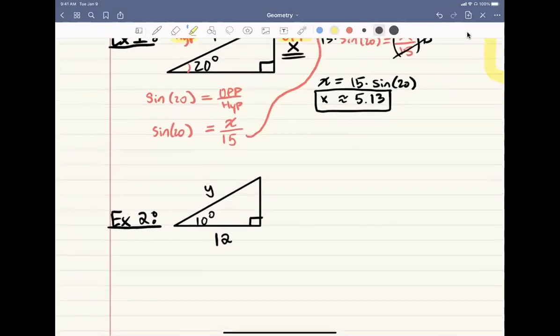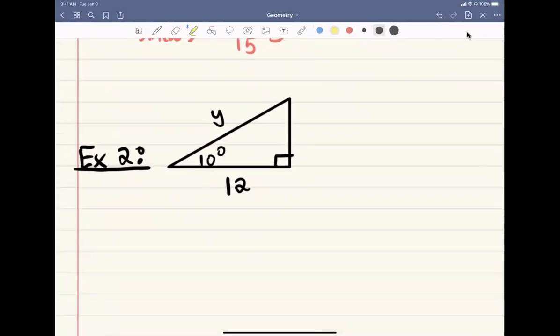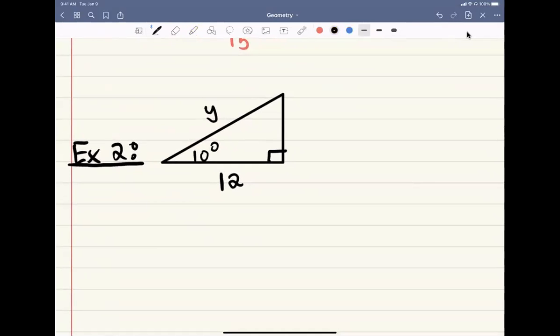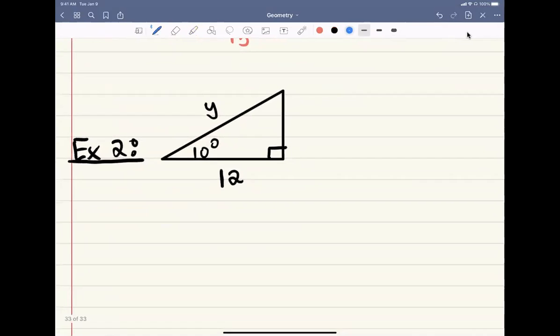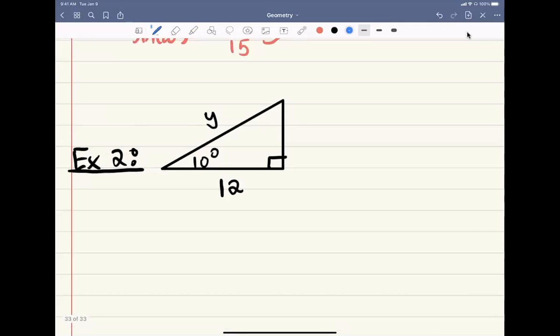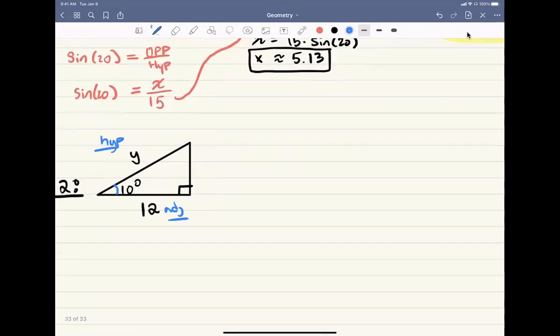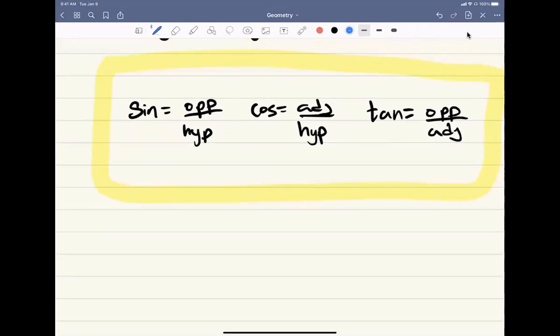So let's go to number 2. We have problem number 2, and that says we have an angle 10. We're going to use that as our reference angle, and we have the hypotenuse, which is our unknown. We know it's the hypotenuse because it's across from the right angle, and this right here is going to be our adjacent leg because it's right next to our angle. So what uses hypotenuse and adjacent? Let's look over here. Which one uses hypotenuse and adjacent?